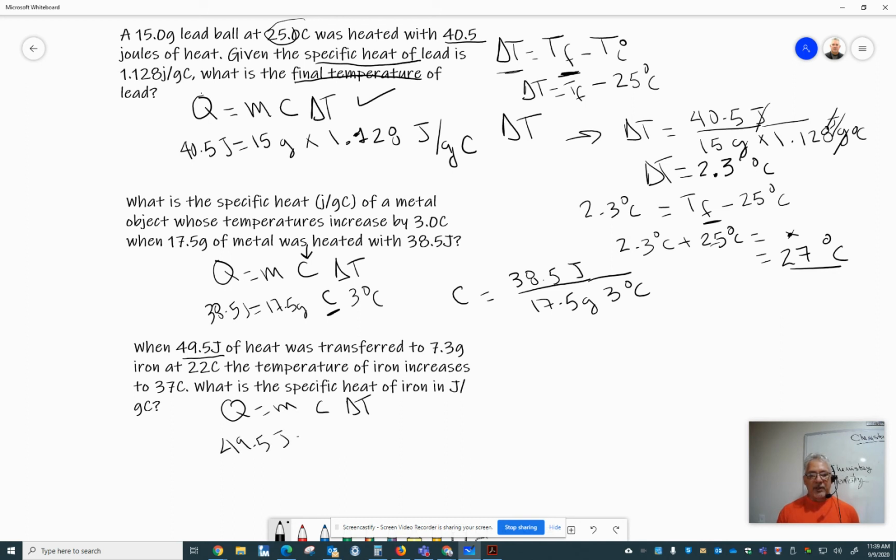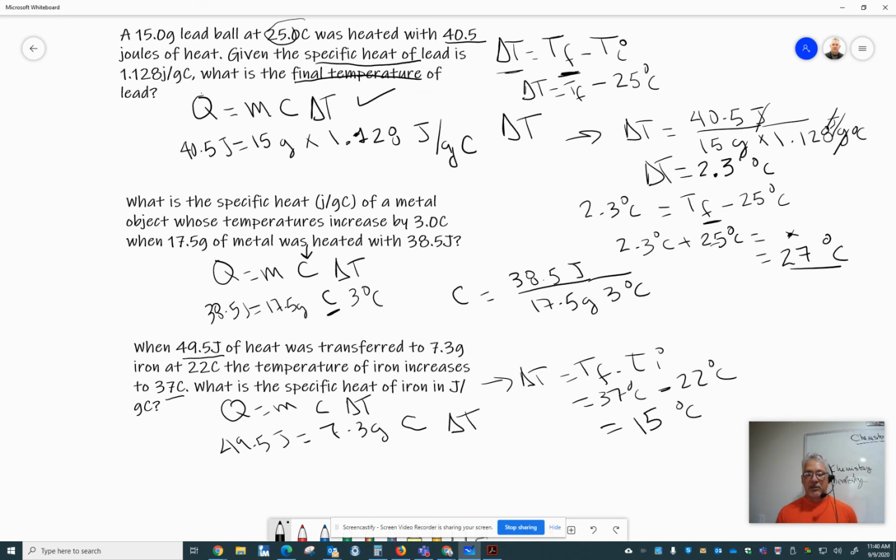49.5 joules, and they gave you the mass 7.3 grams, and at 22 Celsius, when the temperature increased to 37, what is the specific heat of the iron? So you need to solve for C, and you need to find delta T. How can you find delta T? Delta T will be final temperature minus initial temperature. The final temperature is 37 Celsius degrees, minus the initial temperature 22 Celsius degrees. By subtracting that, that will be 15.